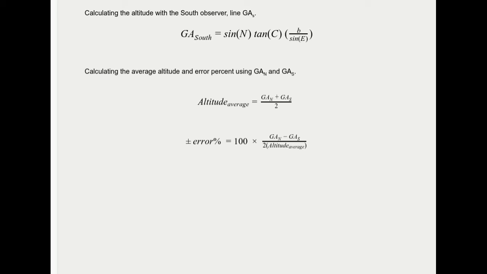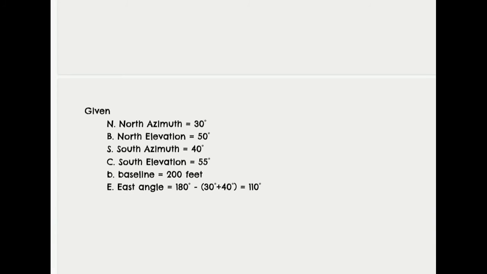All right. Let's look at an example. First, you're going to write down your givens from the problem. So it might have something like this, where you have a north azimuth made by an observer and the elevation angle made by the observer at the north. Again, the south observer is going to record a southern azimuth, and the south observer might include an elevation angle, and then the baseline between them would be 250 or 200 feet. And then we can calculate the east angle based off of the north azimuth and the south azimuth, so that's 110 degrees.